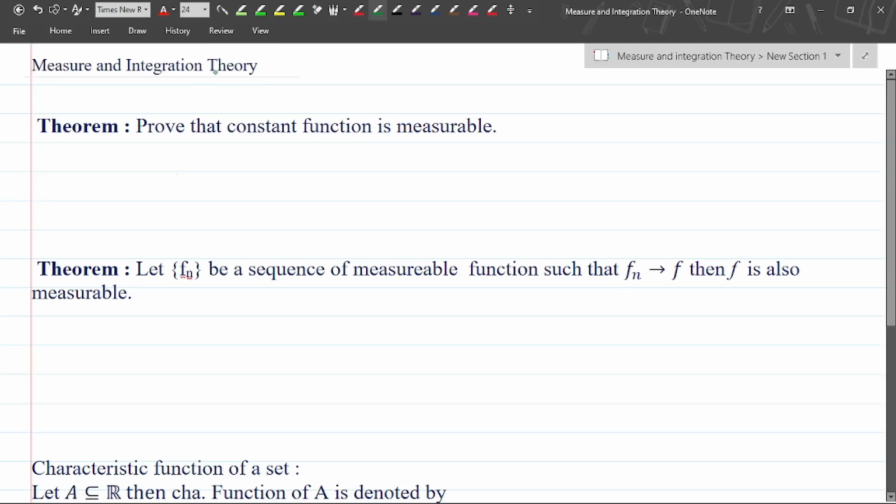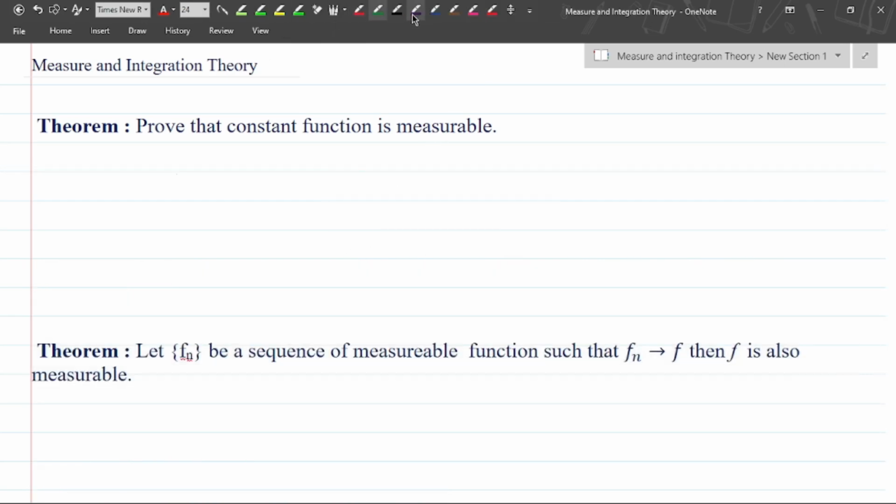In this video, we are going to discuss measure and integration theory, basically some theorems and results related to measure and integration. We'll discuss a theorem that proves a constant function is a measurable function. To prove this, we will relate the constant function to other measurable functions so that we can compare. If it is measurable, then the constant function is also a measurable function. So let's start with theorem number one.